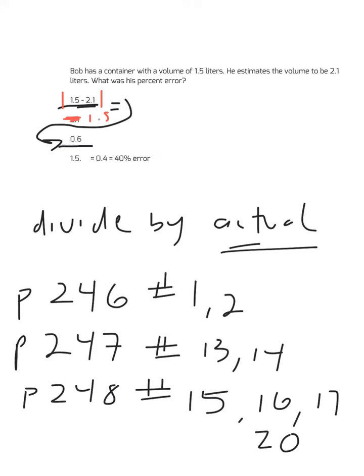So we have 6/10 divided by 1 5/10, which gives you a 40% error. That's a huge error. So remember, you're going to divide by the actual, set up a simple subtraction problem, and then you're going to go into your discussion groups and work on these practice problems. Whatever you don't finish will be homework.